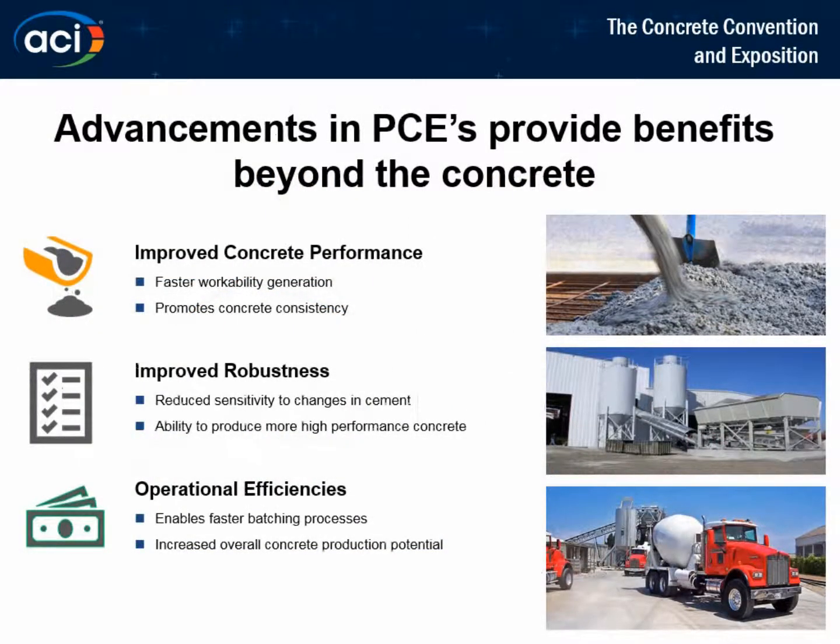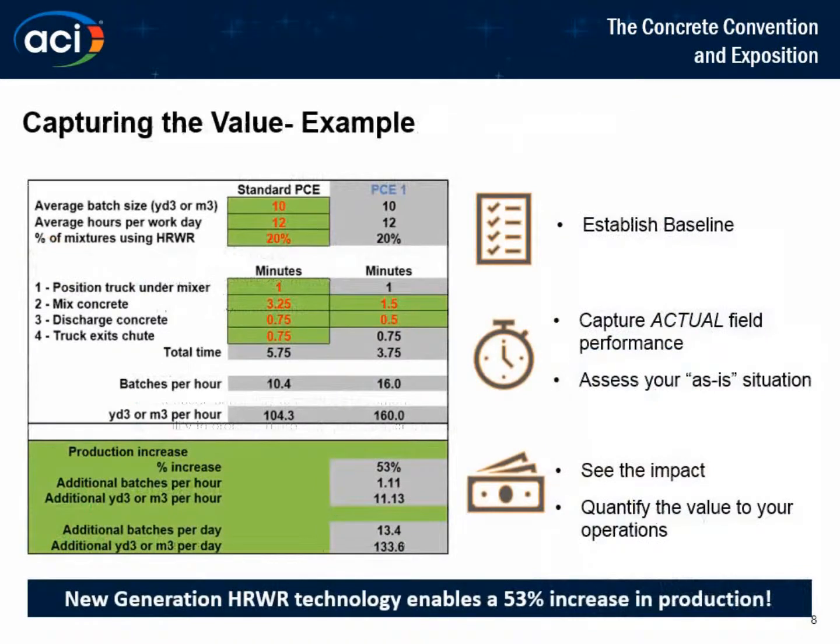Where this starts to really impact down the value chain in terms of how do you take this technology, there are clearly benefits to the actual concrete performance, but there's also benefits beyond that, and those are coming in the form of operational efficiencies to a producer. So how do you quantify this? How do you know you have operational efficiencies? And the key is exactly what I said. You have to quantify it.